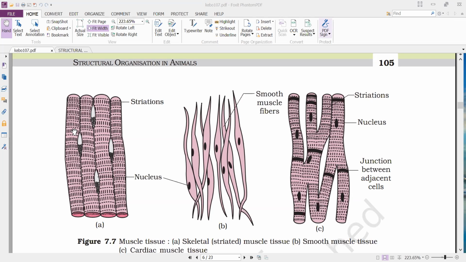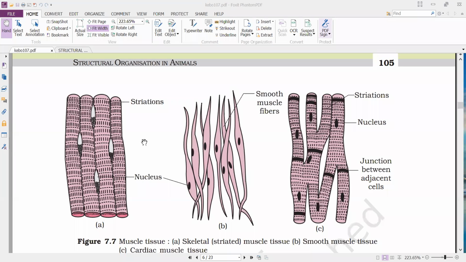As it is associated with the skeletal bones. Asma? Sir, it is present only in bones, sir? Not in bones, ma, attached with the bones. Yes, sir. They are attached with the bones of the skeleton, the skeletal muscle, and help in movement. If any skeletal bone is moving, you are able to move your hand, because the muscle associated with it is the skeletal muscle.